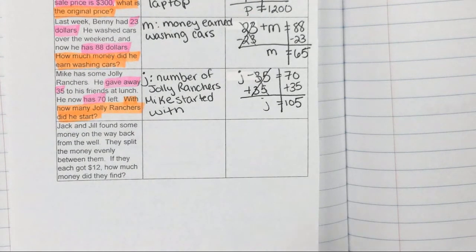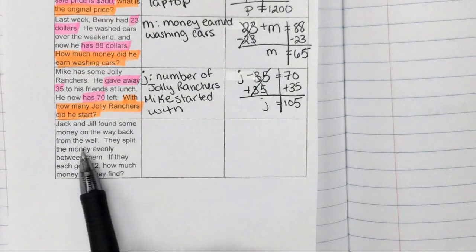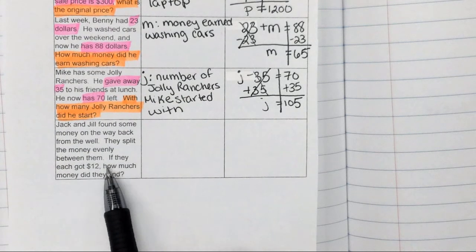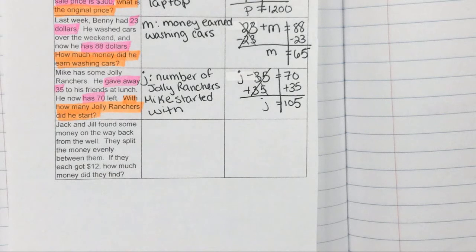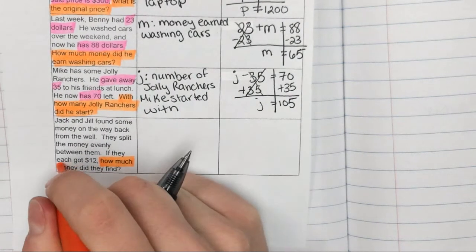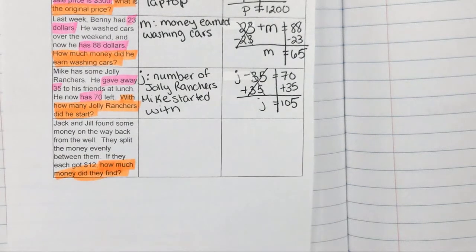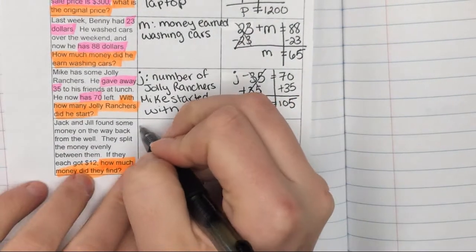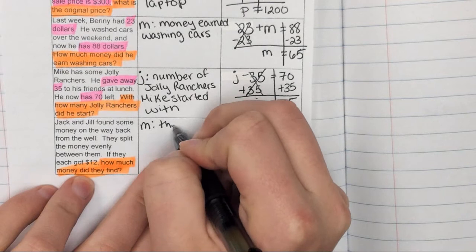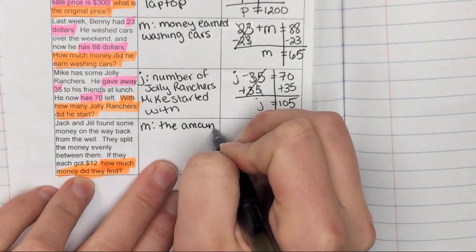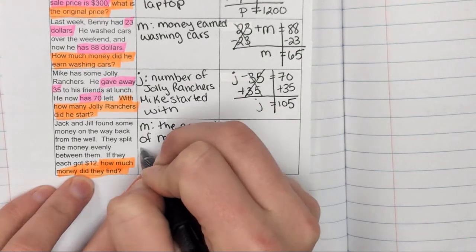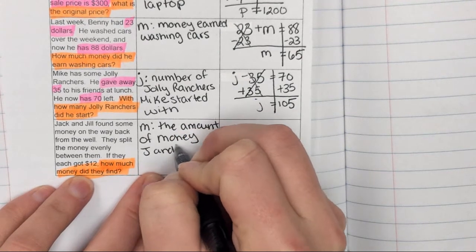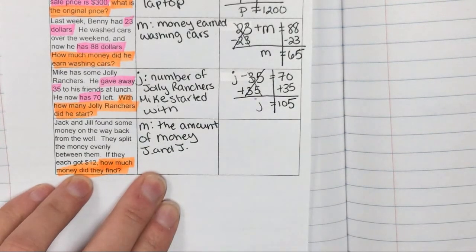All right, last question. Jack and Jill found some money on the way back from the well. They split the money evenly between them. If they each got $12, how much did they find? So again, my variable comes from my question. How much money did they find? So again, I'm going to pick M for money. This is going to be the amount of money Jack and Jill, using initials, found.